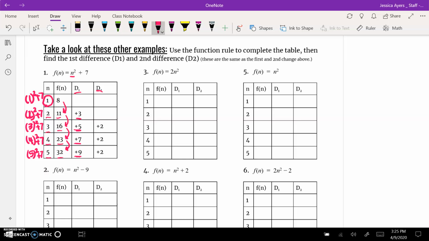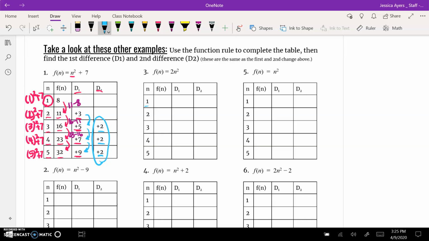If you're having trouble remembering how to do that, you can always do 11 minus 8, 16 minus 11, 23 minus 16, and that will tell you all of those numbers. Once you've done that, you can see to get from 3 to 5, you add 2. To get from 5 to 7, you add 2. And to get from 7 to 9, you add 2. So you're finding that the second difference is constant. You'll do the same thing for 2, 3, 4, 5, and 6. You'll plug in your n values to find your f of n.